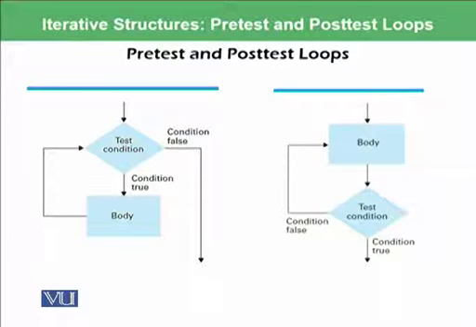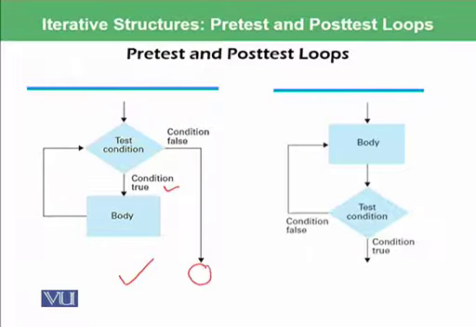So here you can see that on the left side we have the test condition at the first, and if the condition is true then the loop enters into the body and then it goes back to the condition, and if the condition is false then the loop is terminated over here.